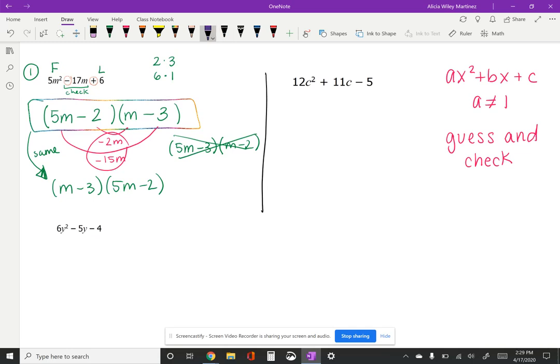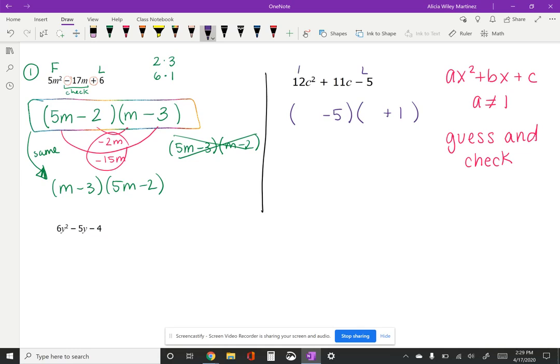Okay, so in my next problem, I know it's going to be 2 binomials. I'm not sure what I'm going to use for the 12c squared to break that up, but I do know for the last terms it has to be a negative 5. So that means it's either going to be a negative 5 plus 1, or it's going to be a plus 5 minus 1 for those last terms of the binomials. So we have some options here, right? I'm just going to go with the minus 5 plus 1. I can switch those signs later if I need to.